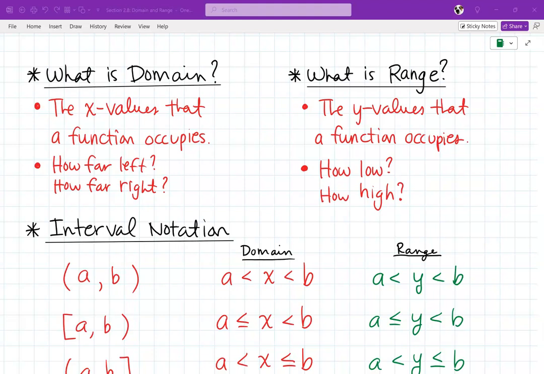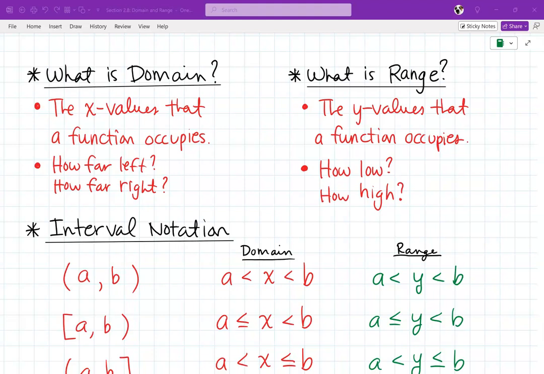But later on, as I started working through these things and trying to learn, I found an easier way to think about it. I said, how far to the left does the graph go? How far to the right does it go? That's my domain. How far left to how far right? So you can think of it as the x values that the function occupies, but to me, I always ask how far left, how far right. That's my domain. My range is the y values that the function occupies.